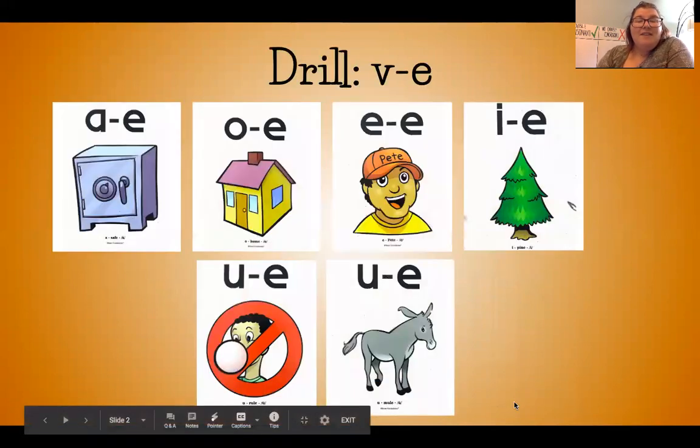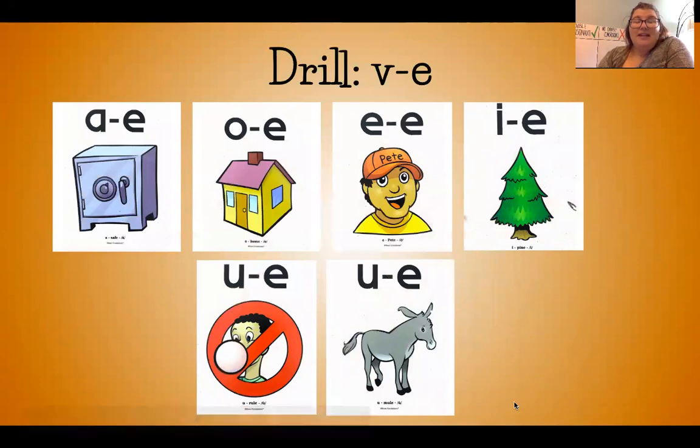We are drilling the consonant E, which means this is our magic E sounds, meaning all of our vowels are long. You've been learning this the last 2 days. I'll say it and then you echo it. Ready? A consonant E, safe, A. O consonant E, home, O. E consonant E, Pete, E. I consonant E, pine, I. U consonant E, rule, oo. U consonant E, mule, U.